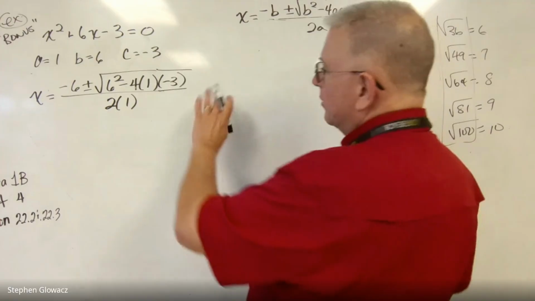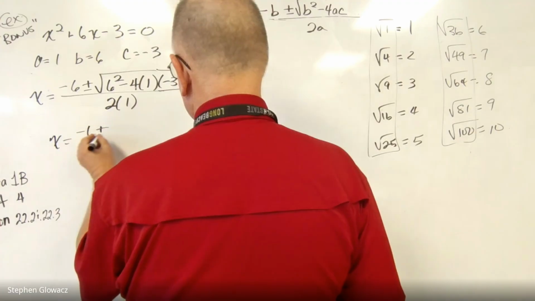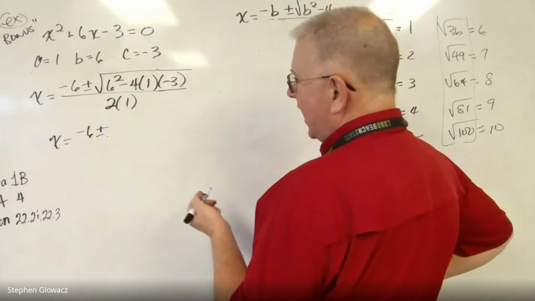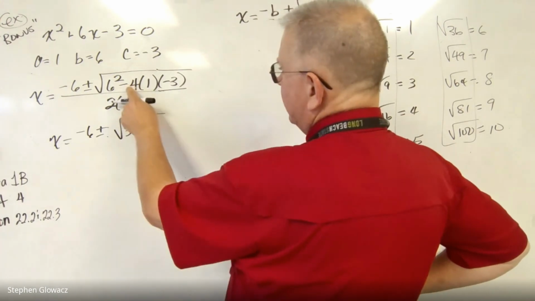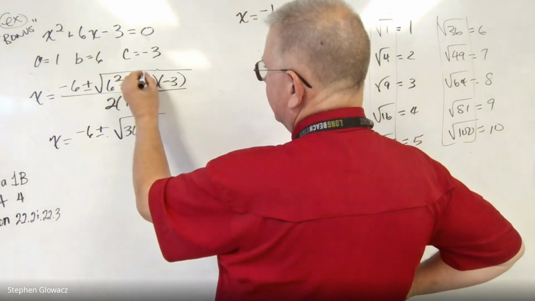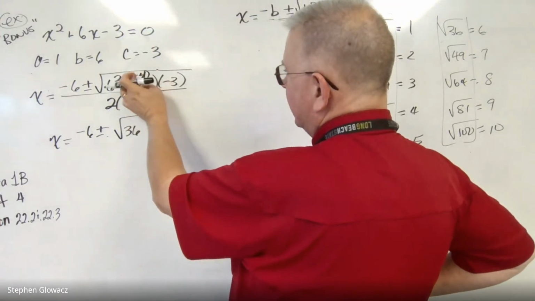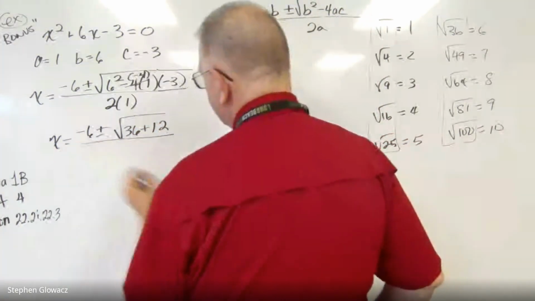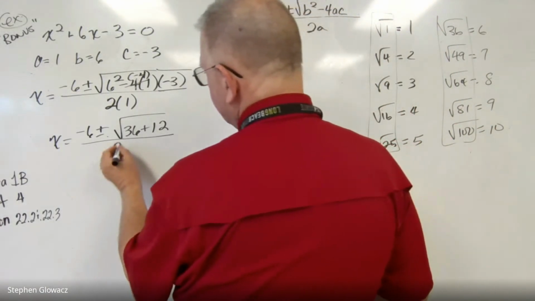All right, so now we're going to be working this out. So we'll bring down that negative 6. And then here we have 6 squared, which means 6 times 6, which is 36. And then negative 4 times 1 is negative 4. And then negative 4 times negative 3. Negative times a negative is a positive. 4 times 3 is 12. So positive 12. And then in our denominator, 2 times 1 is 2.